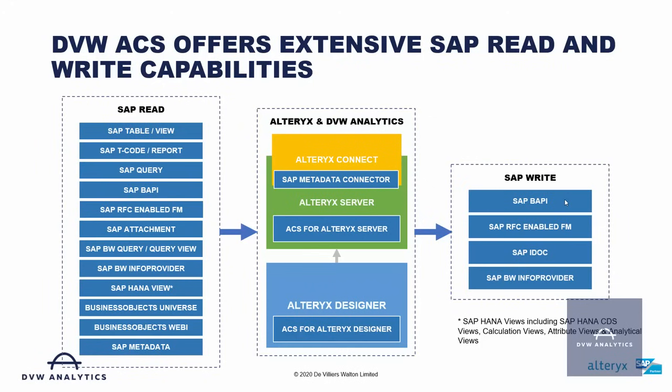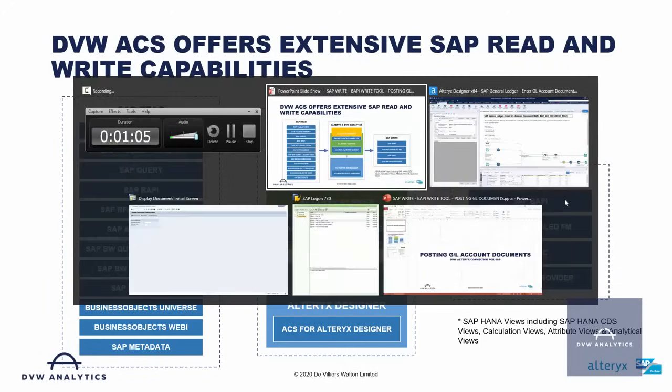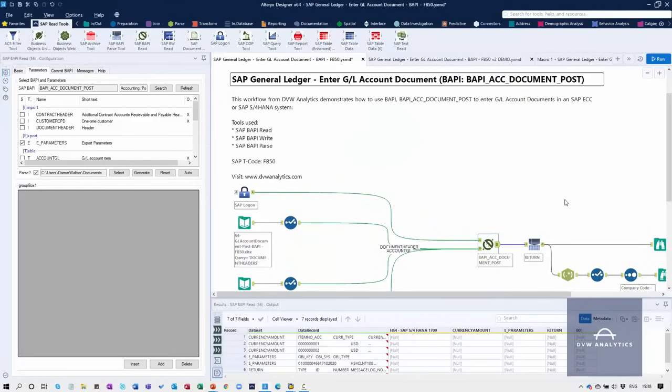Okay, so let's come to my Alteryx system, and I've got a couple of examples here to show you. What we're going to use here is a particularly commonly used BAPI for document postings. It's a BAPI called BAPI ACC Document Post. It's available in all SAP systems. And using Alteryx and the DVW ACS, we're going to be able to post those GL documents into SAP without any coding at all. All right, so let's just take a look at the orientation of the workflow.